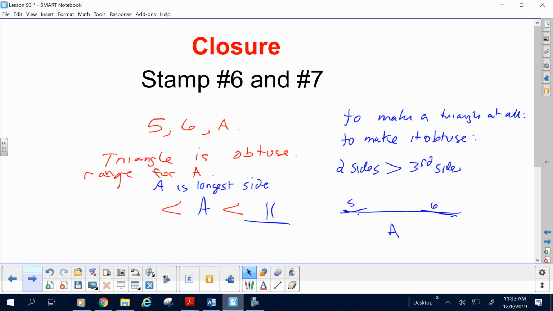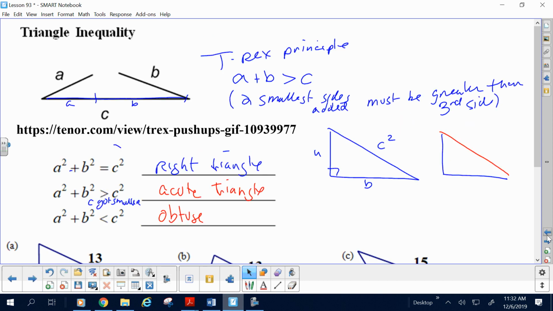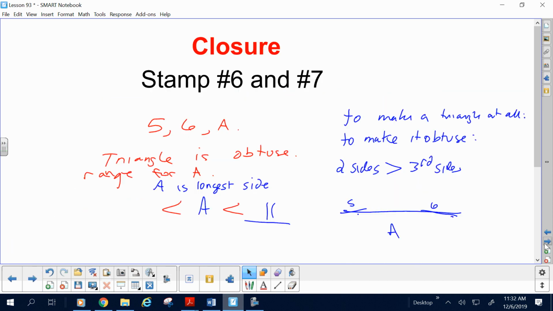Now what about an obtuse? That's the other thing. For it to be obtuse, what has to happen? Use your reach from the other. It has to be bigger. So it has to be the square. 61. A squared plus B squared. Square root of 61.